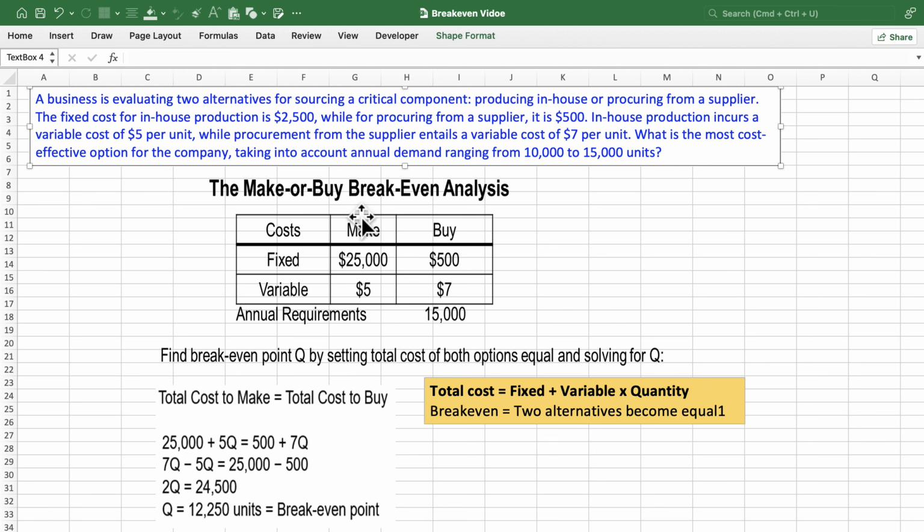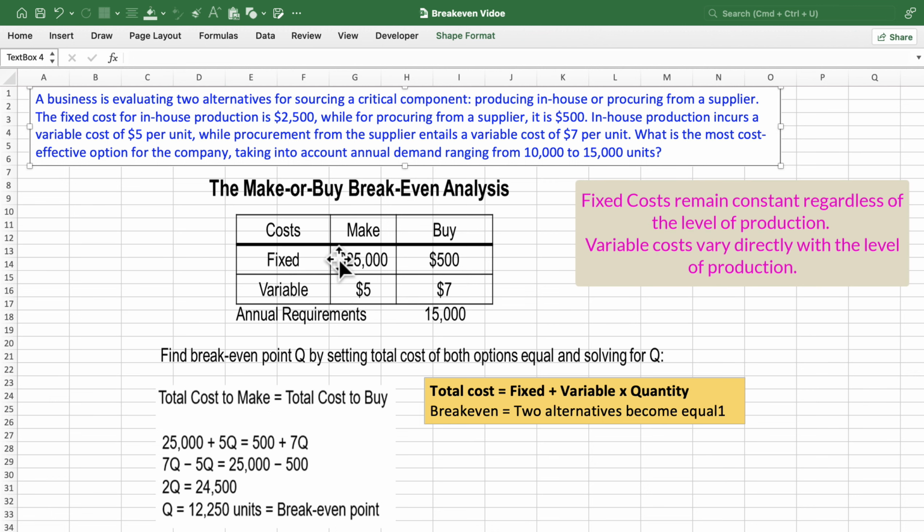One is the company can make in-house and the other option is that they can buy from a supplier. But this decision must be rooted in cost analysis. So we have been given two types of cost. One is fixed cost, and the fixed cost for making in-house is $25,000, which is a big amount. And that makes sense because when you want to produce something in-house, you will need machinery, equipment, property to set up a factory, and all these types of things which will incur a huge fixed cost.